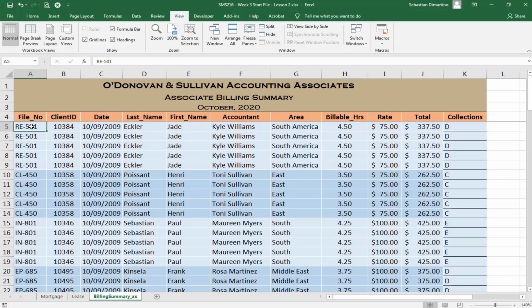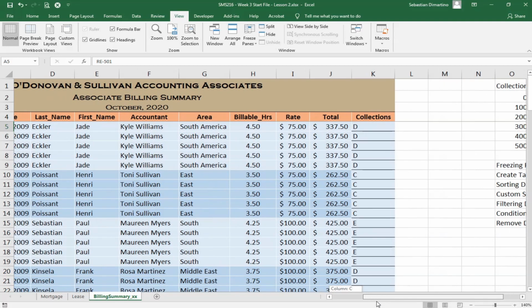Keep in mind the freeze is only frozen for your view. It does not freeze it when you print. So if you printed it out and it was 4 pages, those 4 lines would not repeat themselves. We will look at that at a later date, but that's not part of the lesson today.